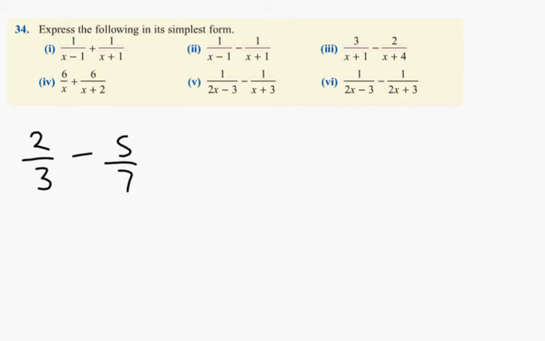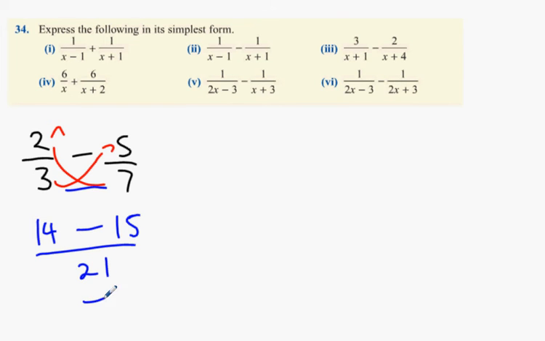I'm going to show you a different way. I'm just going to write 3 lines. That one by that one, that one by that one, and then the bottom. So I'm linking the 7 to the 2, and I'm going to get 14. I'm linking the 3 to the 5, I'm going to get 15. And then the blue line on the bottom is 3 multiplied by 7, which is 21, and it's going to be minus 1 over 21. Same thing as a common denominator method.